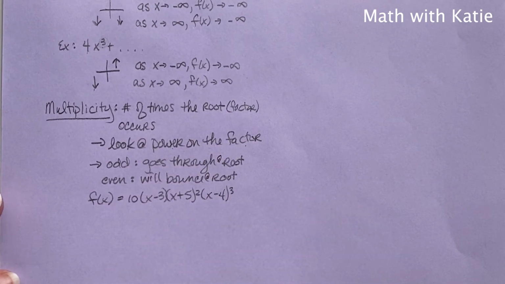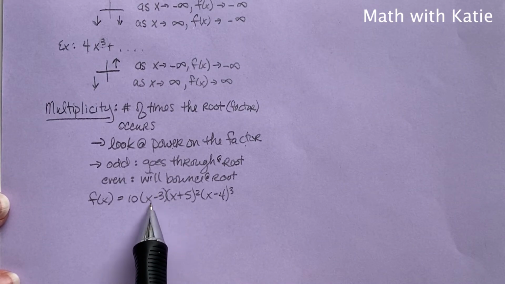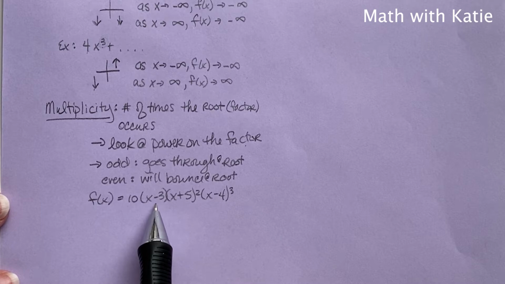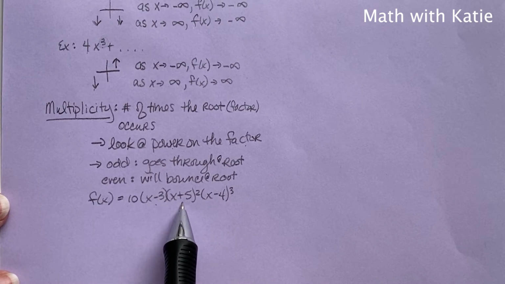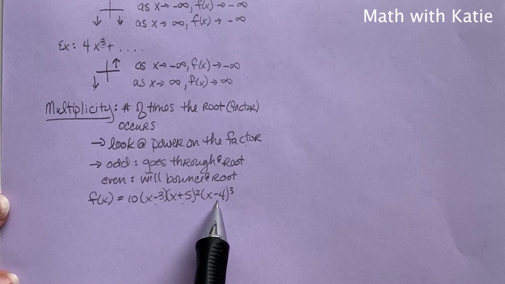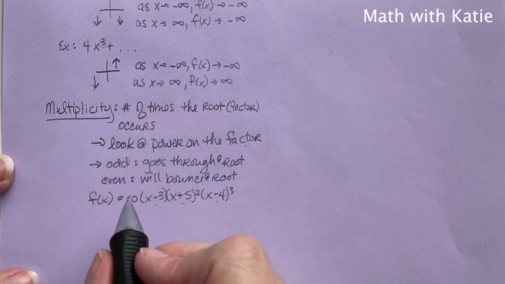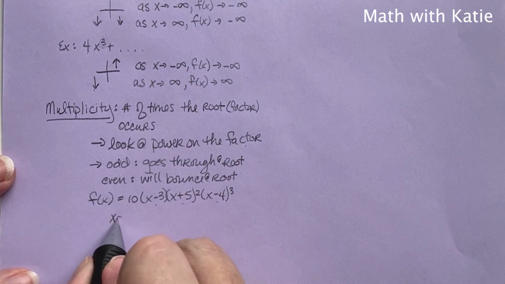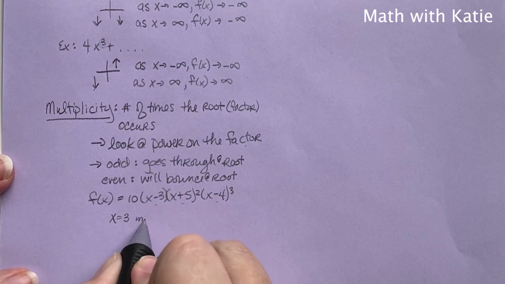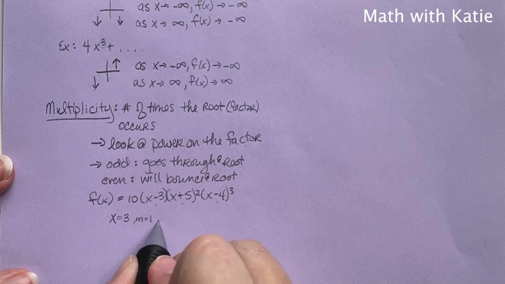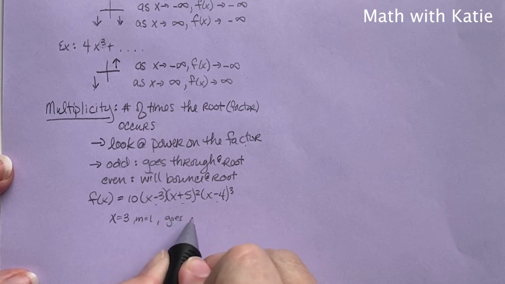All right, so the first thing we're going to look at is our zeros. Okay, so here are our factors. Our 0 here is 3, 0 here is negative 5, 0 here is positive 4. Okay, now what we're going to do is look and see what the graph is going to do at those roots. So at x equals 3, the multiplicity is 1, so it goes through.